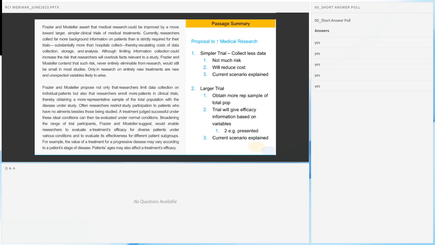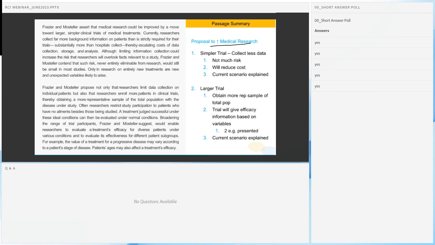Okay, so when you think about a passage summary, what's going on over here? You have a proposal to improve, and again, it's really important not to get bogged down in the details. Do not lose the forest for the trees. Okay, don't get bogged down. It's really, really important for you to understand what's going on: that we have two proposals to improve medical research. One is simpler trials, don't collect as much data. The second is enroll a wider range of participants overall.